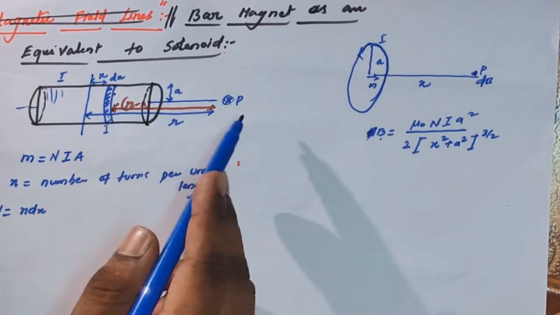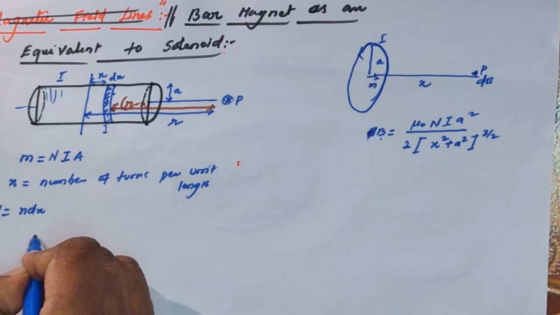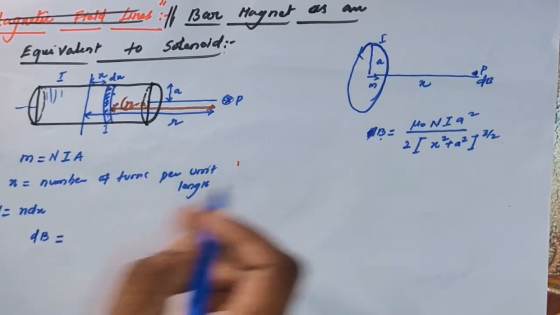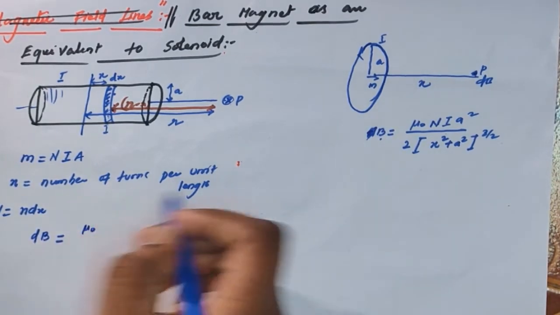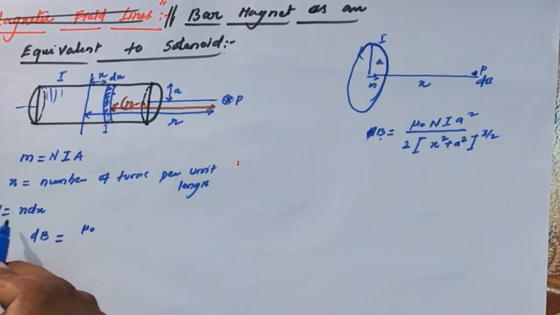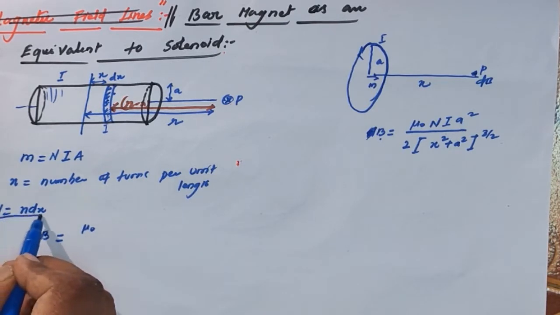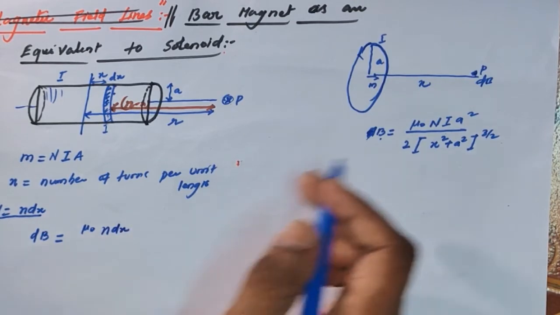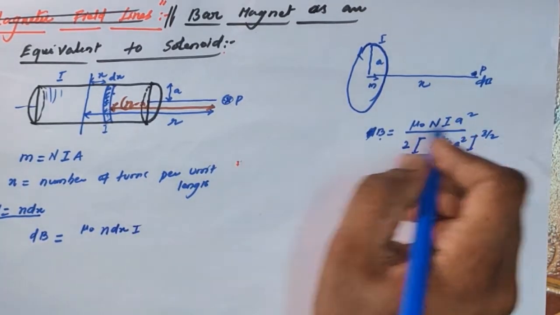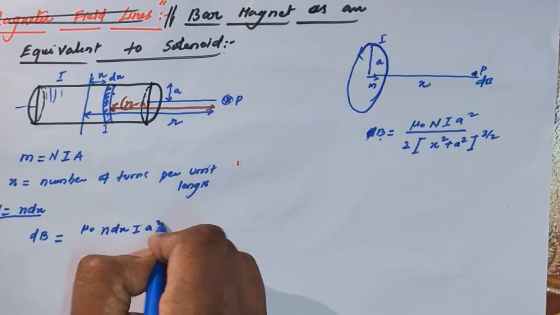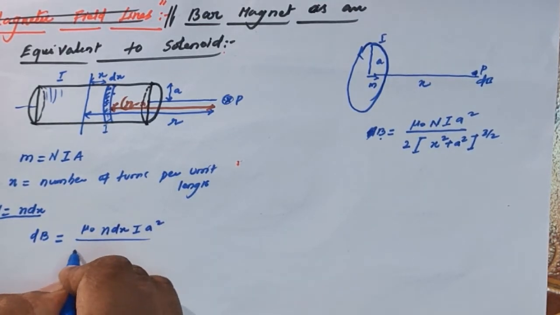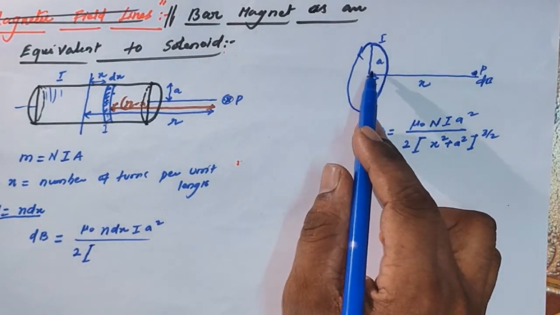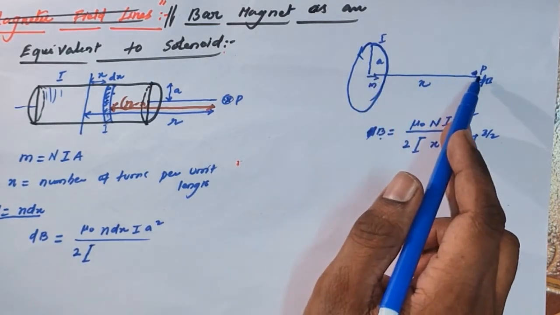So the small element producing the magnetic field at a point P, that would be equal to dB equal to the same, mu naught, the number of turns we have due to the element dx, that would be equal to small n times dx, I times a square. Here also, the radius would be a square divided by 2 times x, meaning the distance from the center of the circular loop to the point P.